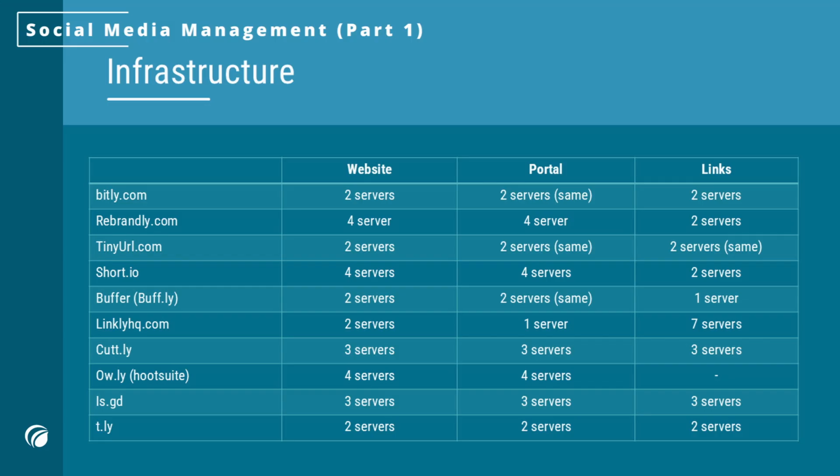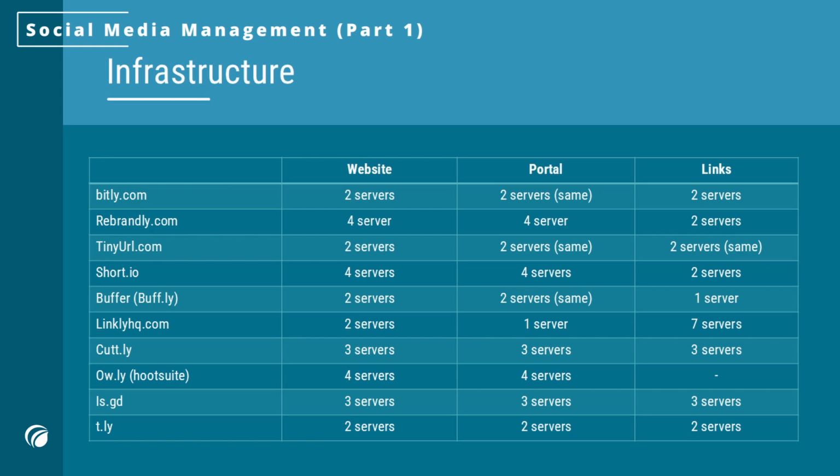Finally, I tried to find out their infrastructure, based on DNS lookups I was able to do. I speak about servers, but behind that, there might still be load balancer and server deduplication. Bitly, they have 2 website servers, 2 portal servers, which are the same as the website servers, and 2 servers that respond to Bitly, which is Google hosted.